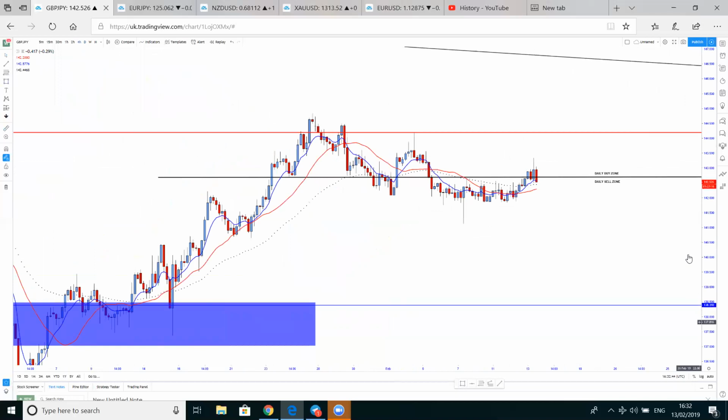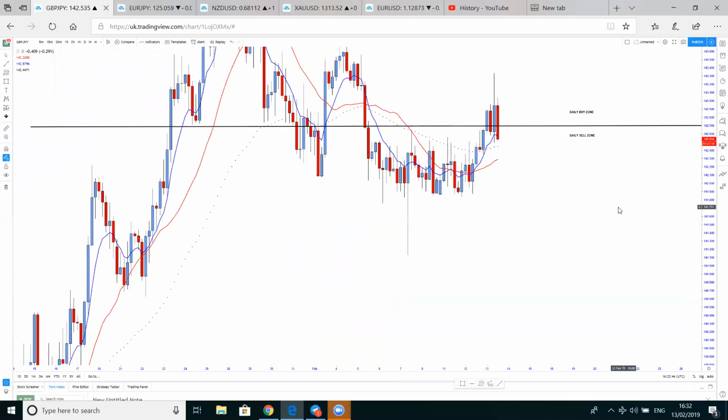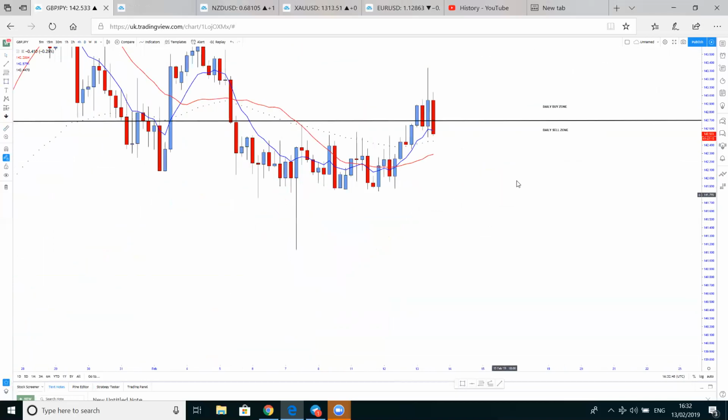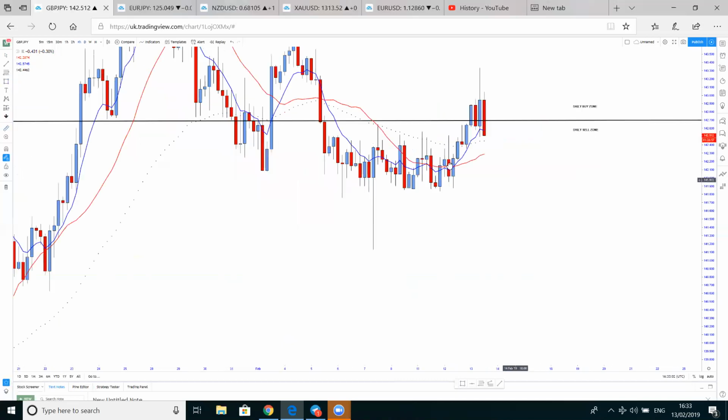Here we are. Now, H4, engulfing candlestick, price rolling over. So price rejected. That's now.